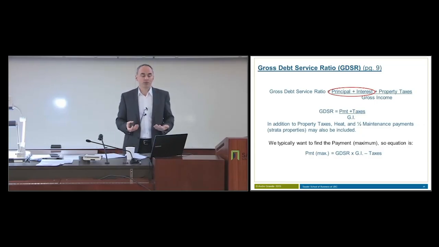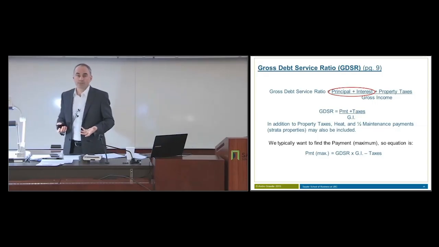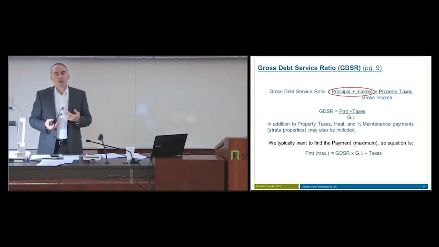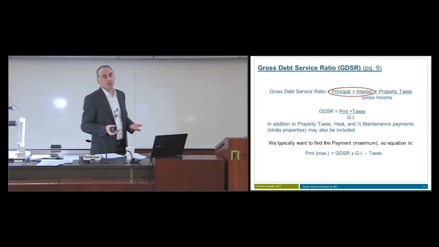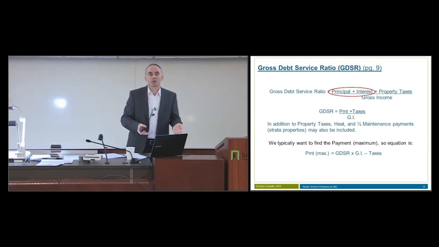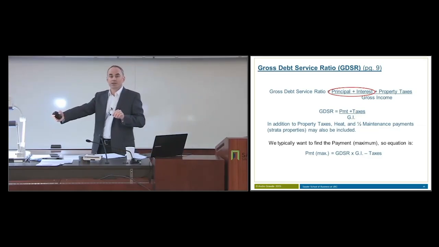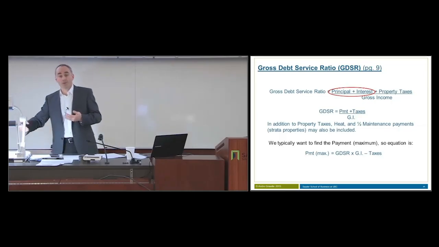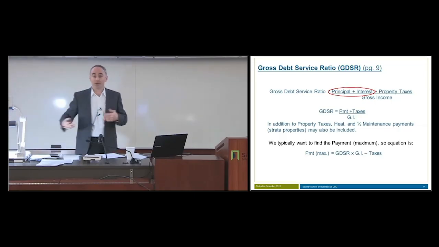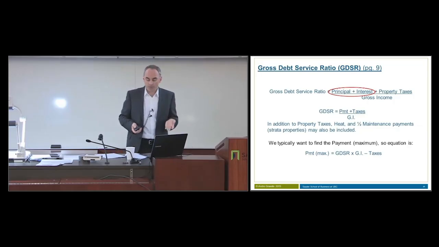Now the gross debt service ratio as a number is generally around 32%. So you may have heard a rule of thumb that about a third of your income goes toward housing. Well, that's where it comes from. So about 32% of your gross income minus the property taxes. And if a question also gave you an amount for heat, you'd subtract heat or half the maintenance payments, whatever they give you in the question, subtract everything. That gives you the maximum payment.